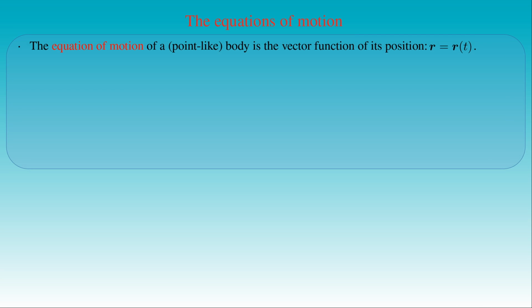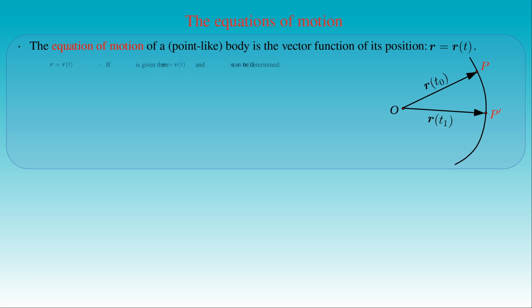In kinematics, the equation of motion of a point-like particle is the vector function of the position, that is its position vector r, which is a function of time. Here we can see a curve along which a point-like body or particle moves. At the time t0 we can find the body in the point P, and at the time t1 it will be in the point P'. Our r(t0) and our r(t1) are the two position vectors pointing from the reference point O to the positions P and P' of the particle.